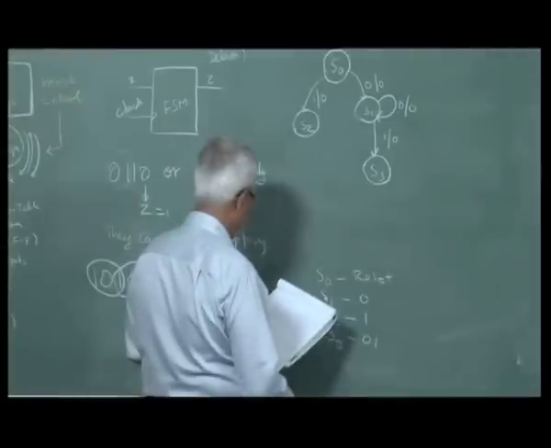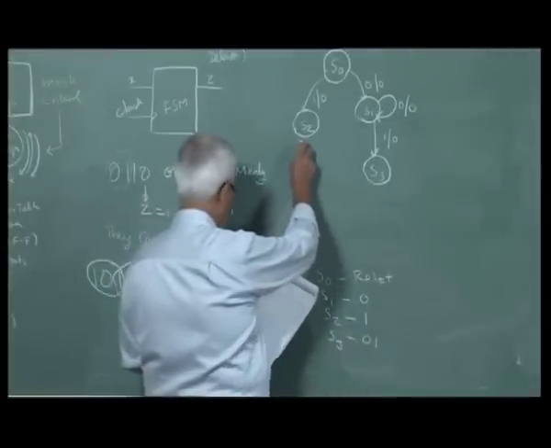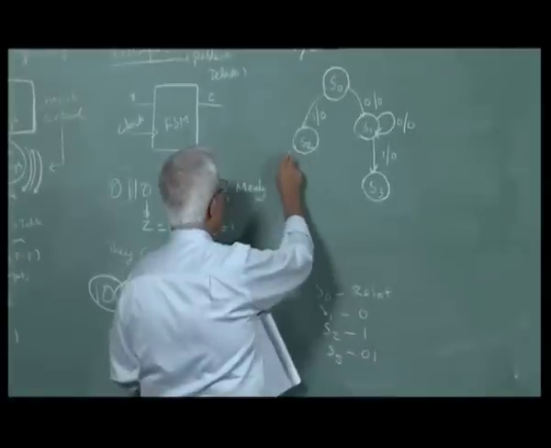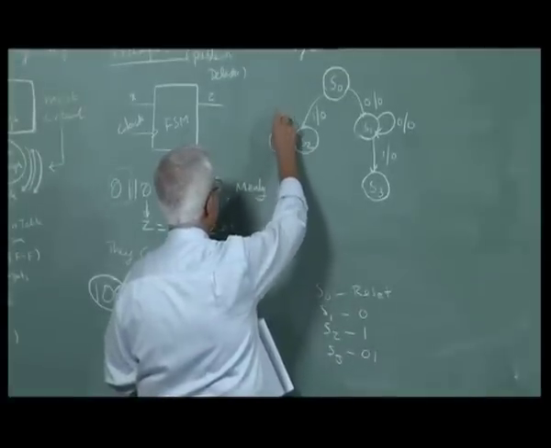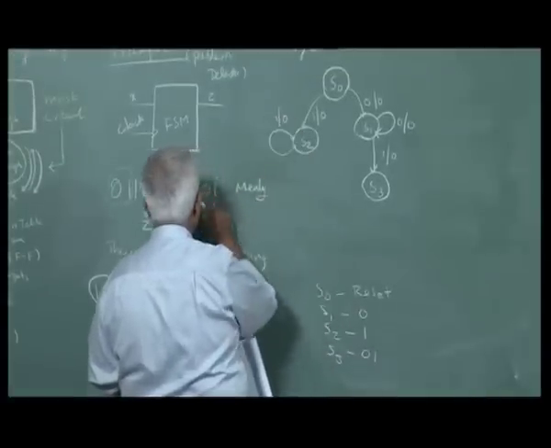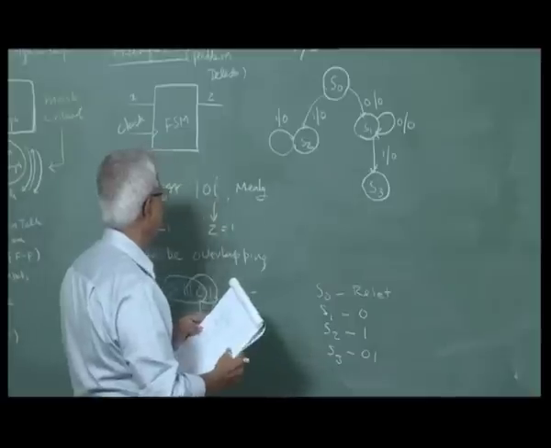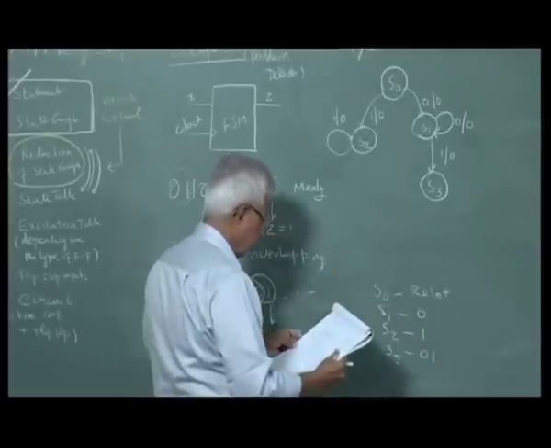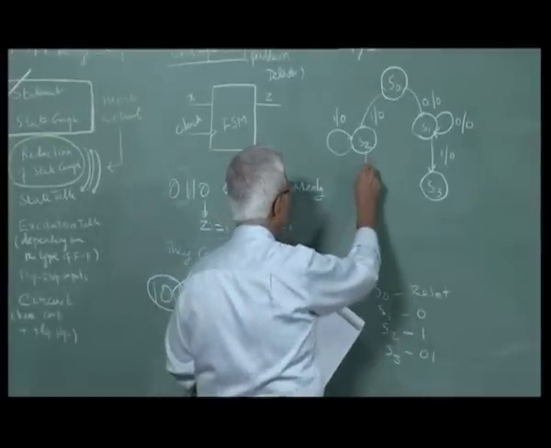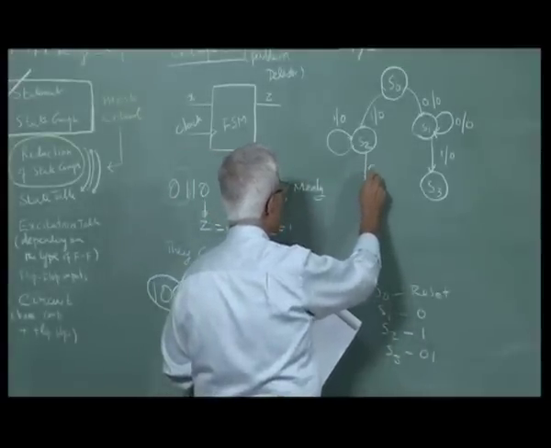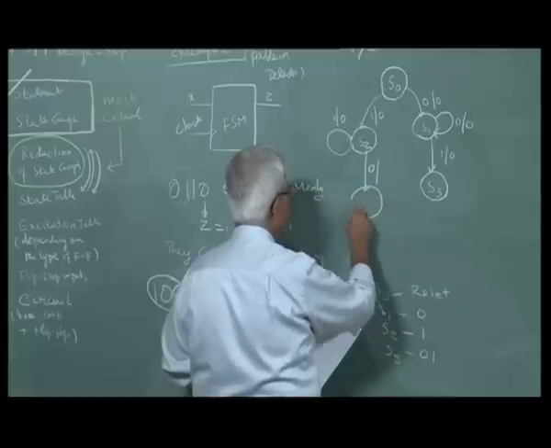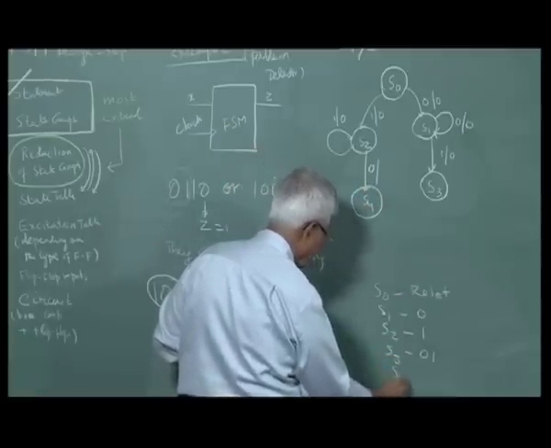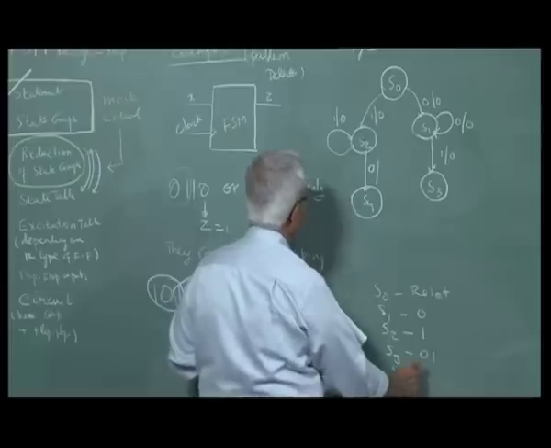On the other hand, if here in S2, if a 1 comes, you stay here because this could be the starting point again. Any new one starts. If it is 0, you go to a new state called S4. S4 will tell you 1 0 has occurred.